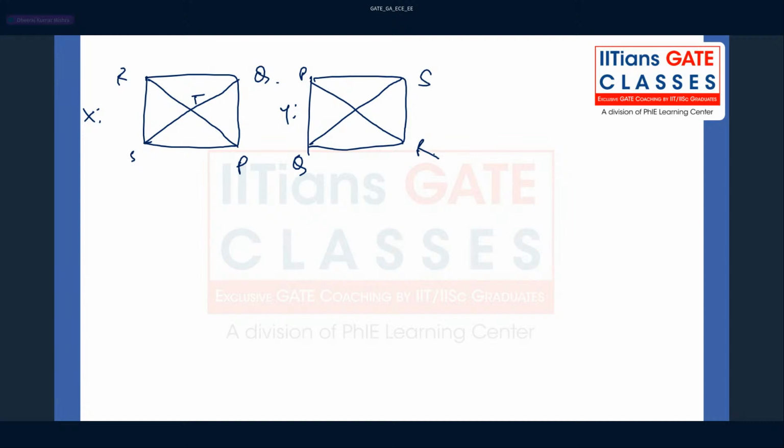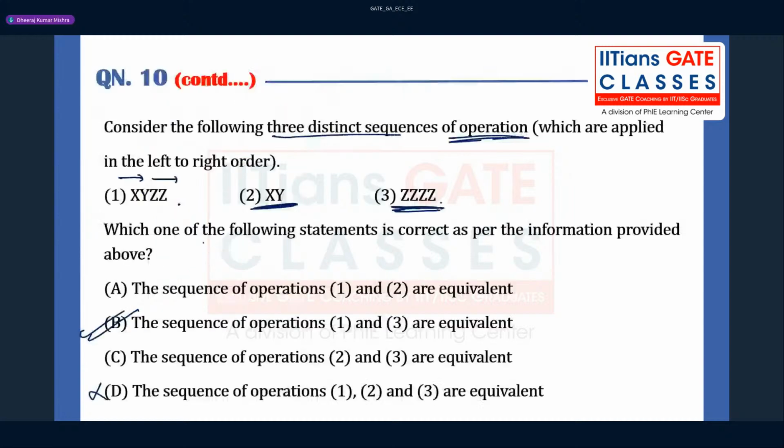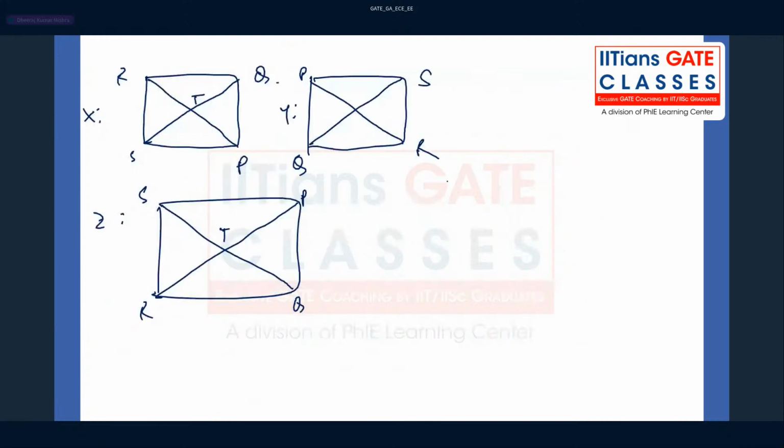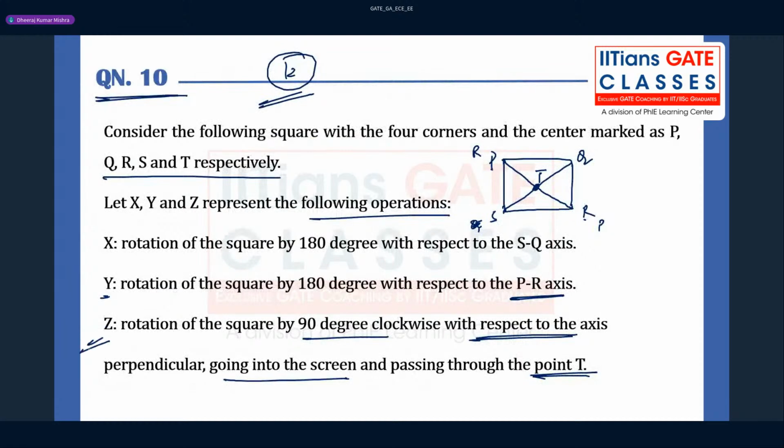So I think this is clear, guys. And then what you can do here is, in case of z, what will happen? The z operation is going to be, though you should solve this kind of question by yourself because here you need some sort of operations. So this is R, this is Q, this is P, and this is nothing but S. So you can match with respect to the original one, because we are rotating just by 90 degree. In case of z, rotation of the square by 90 degree clockwise. Now, these are the operations that we have performed.